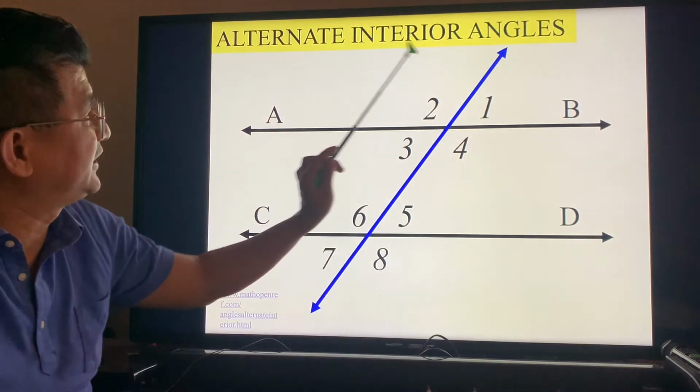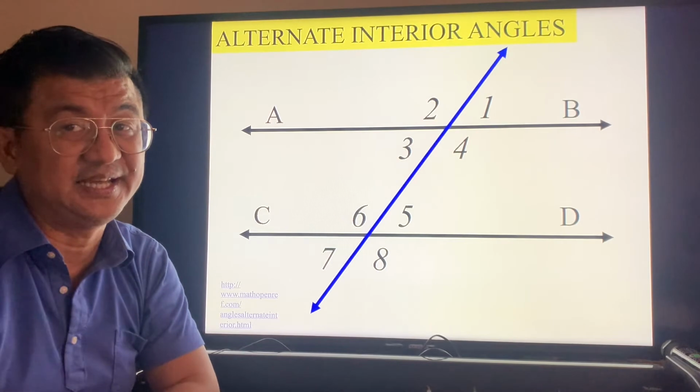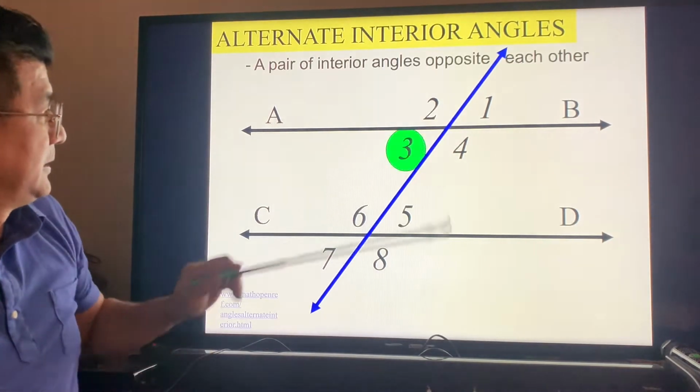Alternate interior angles. From the words interior angles, what are the inside angles? Let's name them first.